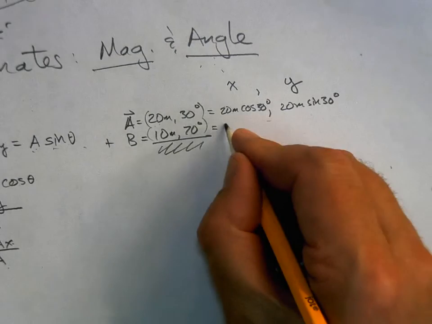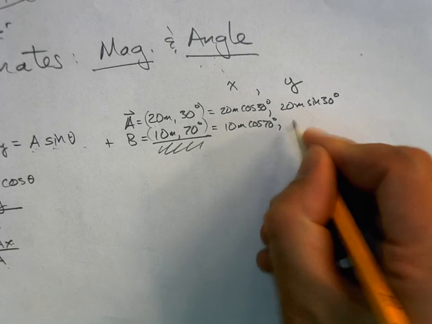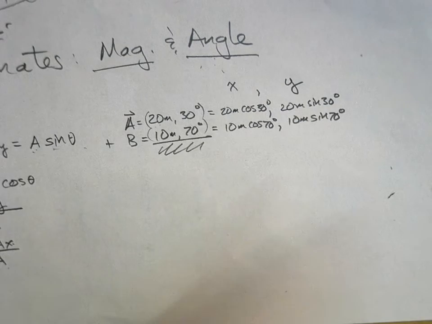And then this is going to be 10 meters times the cosine of 70 degrees, and this is going to be 10 meters times the sine of 70 degrees.